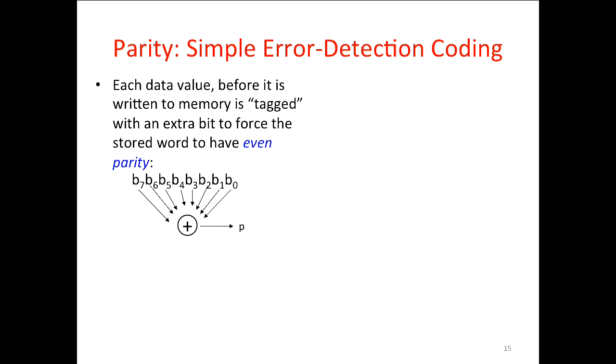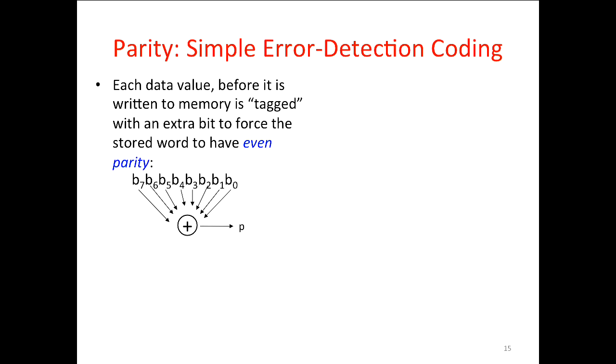So let's just take a look at some very simple coding. So parity is a very simple way of detecting errors. And the idea of parity is in a single word, you count the number of 1s and 0s, and then you add an extra bit that makes the total either odd or even, right?